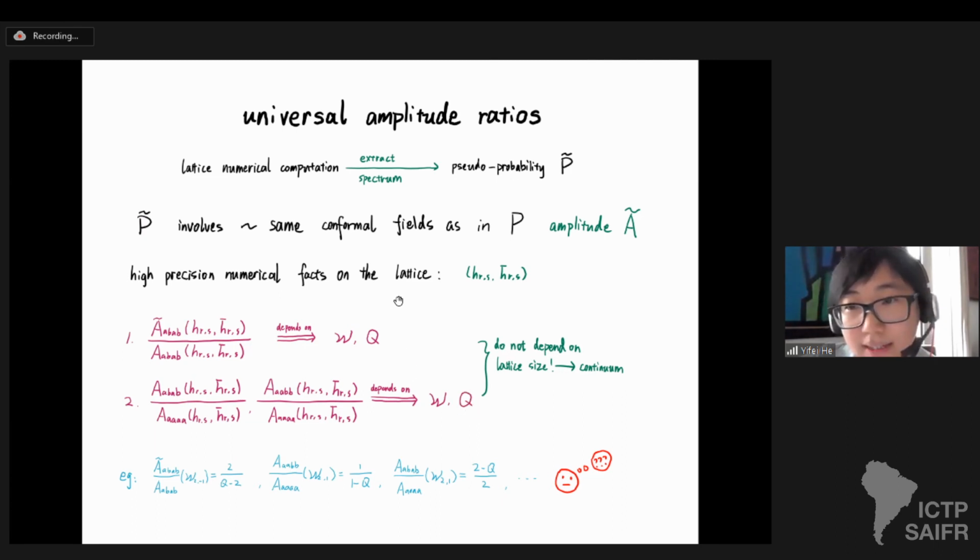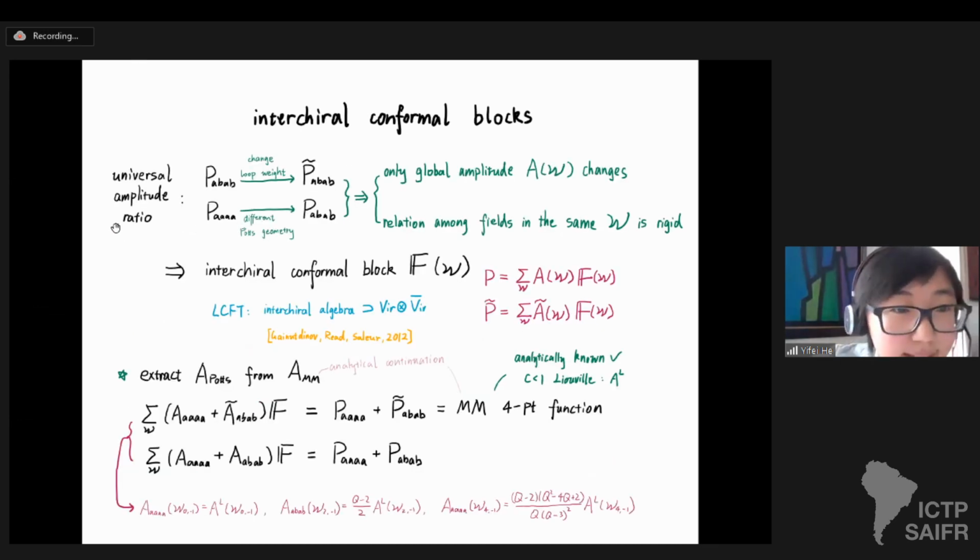And from the lattice perspective, these kinds of ratios do not depend on the lattice size. So they carry to the continuum limit and still hold in the CFT. And we managed to extract many of such ratios, and they are given by rational functions in Q. But for the moment, we don't know how to derive them from first principles. But the fact that such ratios exist tells us something important about the Potts model.